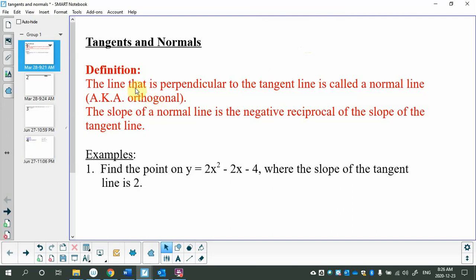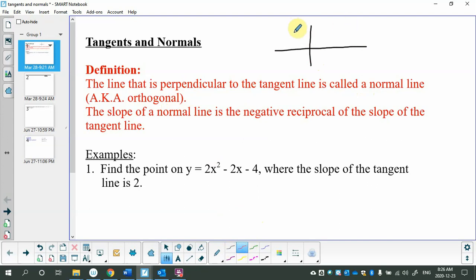So a normal, the definition, is the line that is perpendicular to the tangent line is called a normal line. Another word for normal or perpendicular or 90 degrees is orthogonal. So I again didn't make that up. So if I draw you a little doodle, and this is absolutely a doodle because I'm not using a ruler for my x and y axis.